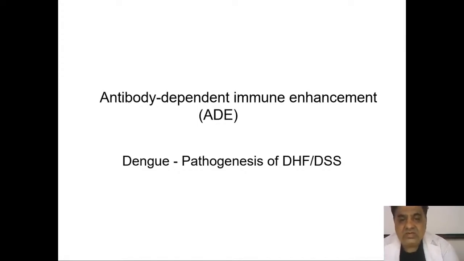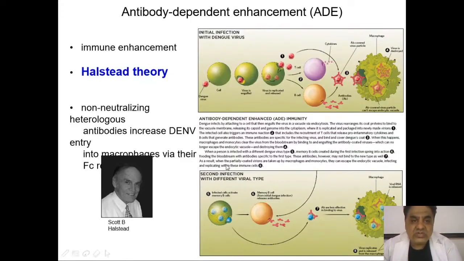ADE or antibody-dependent enhancement is described in dengue. What happens is in dengue, this is known as the Halstead's theory of immune enhancement. Once the person is first exposed to dengue virus in a primary infection, the B and T cells reaction happens like to any other infectious pathogen. And here, the antibody is able to neutralize the virus, which enters the macrophage or monocyte. And here, the immune complex are destroyed inside the endocytic vacuole.